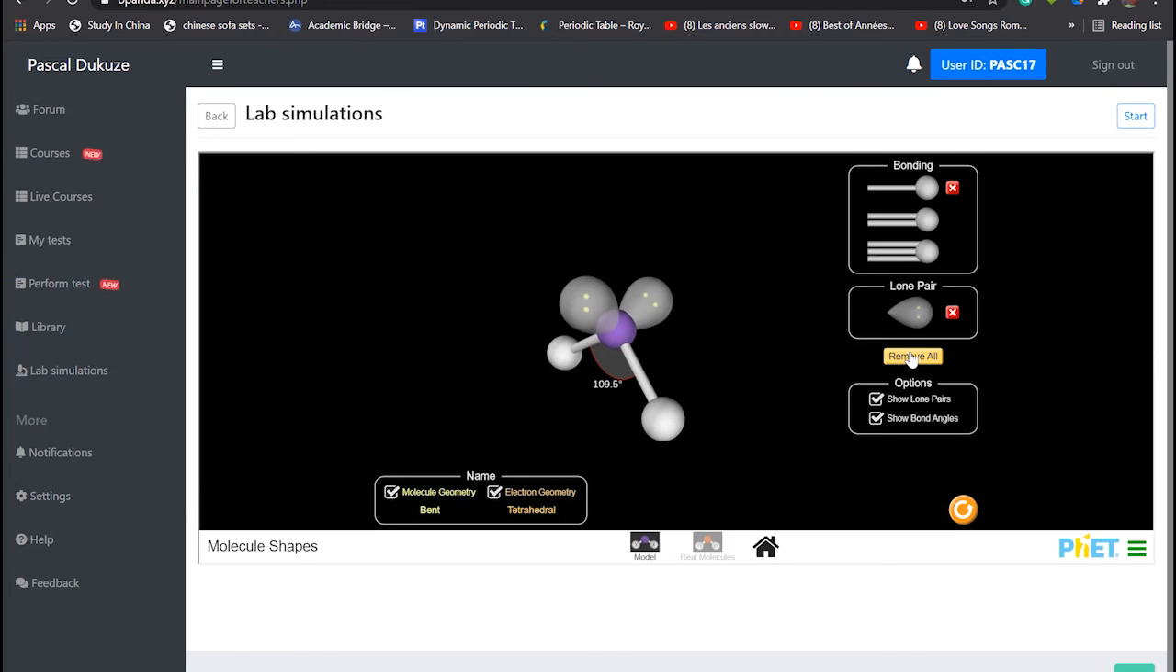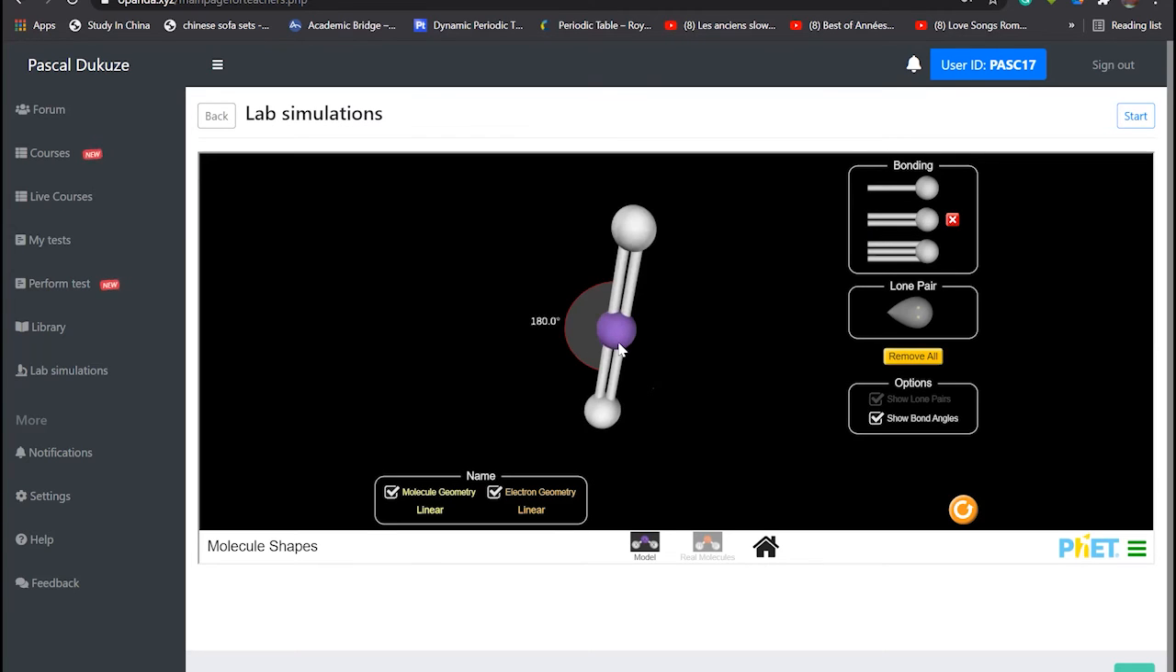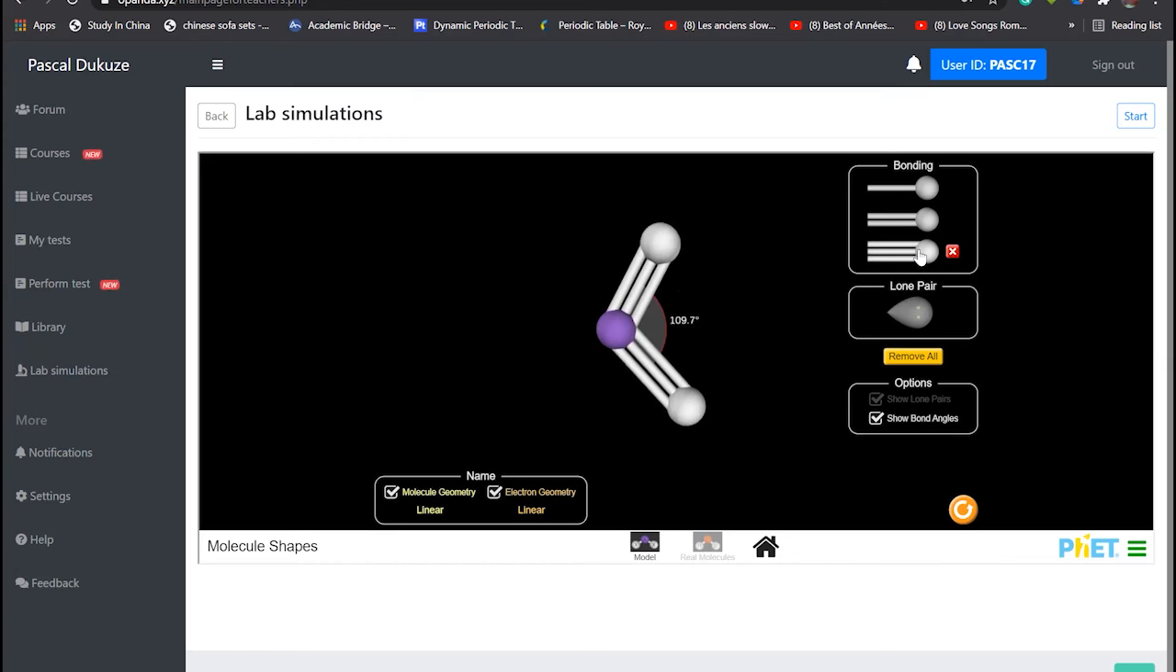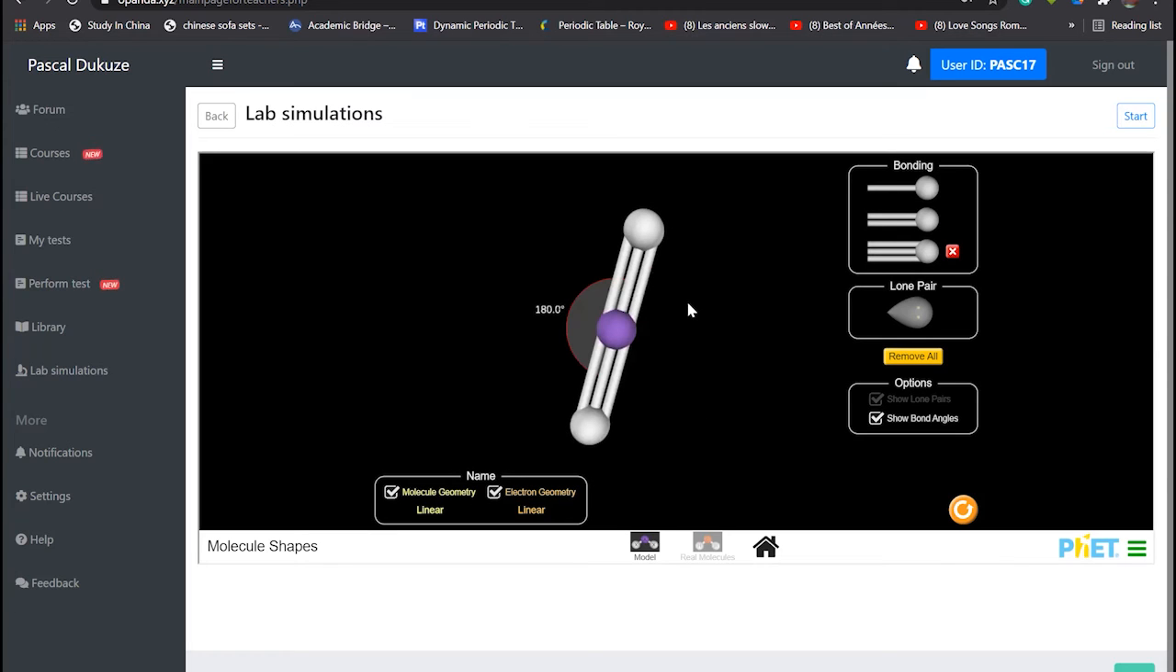We can also use this button to remove everything, and we remain with the nucleus of the central atom. Now let's check when we use multiple bonds. I add 1, and I add another one. Still, it is the same as having a single bond here and a single bond here. The bonding angle doesn't change. And even the names, we have linear and linear. It is the same even when you use a triple bond. As we said, remember, multiple bonds are considered as single bonds.